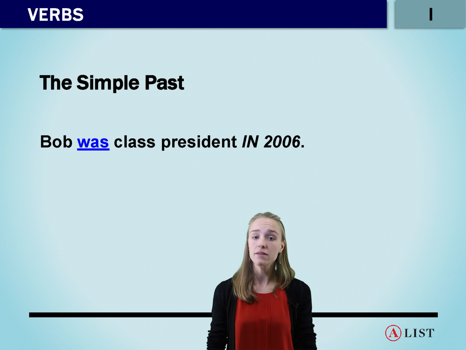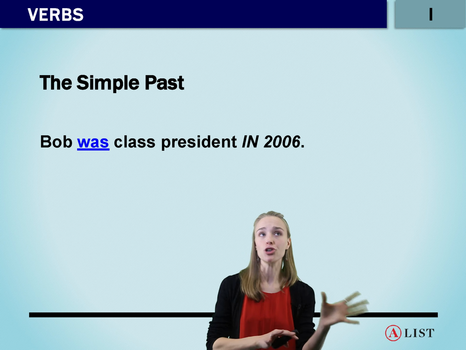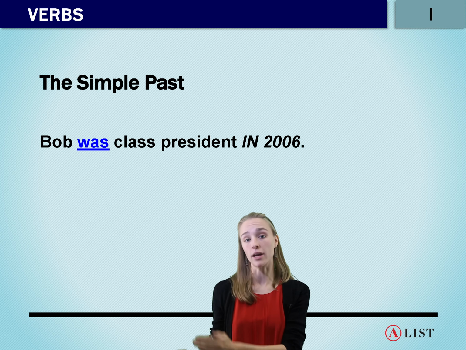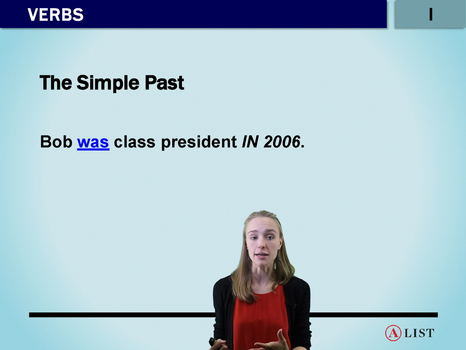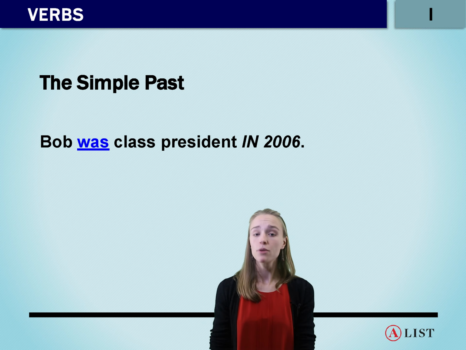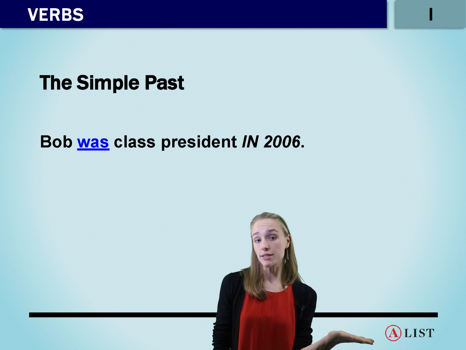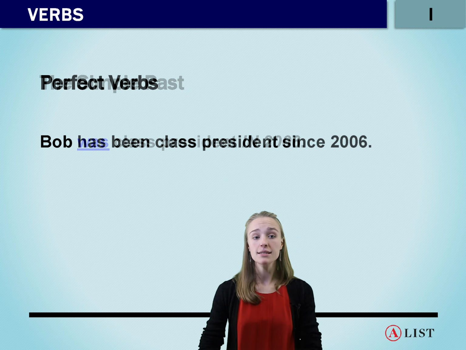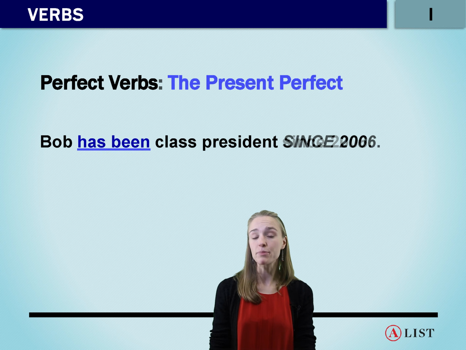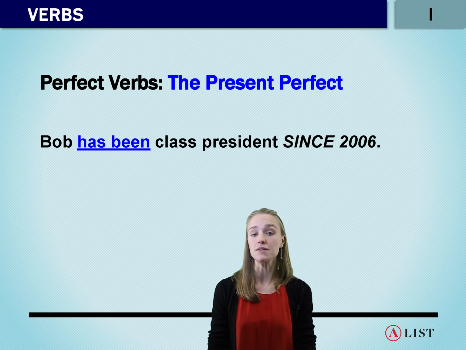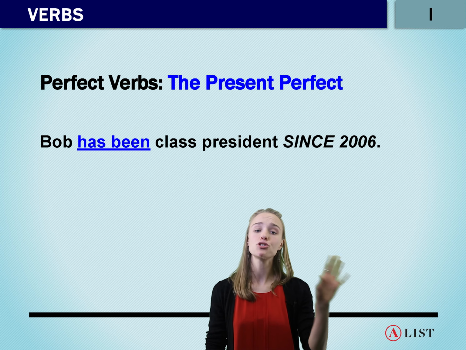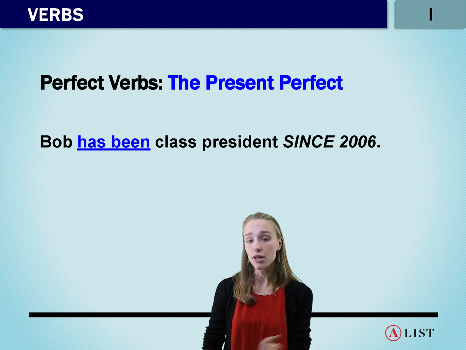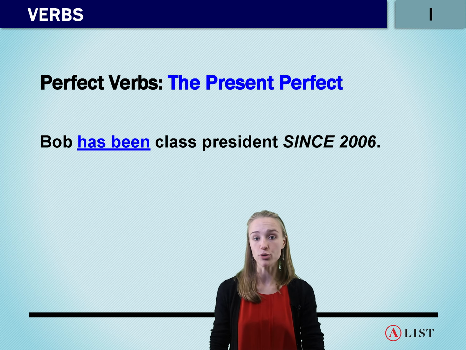But we may have a situation where someone started being the class president in the past and is continuing to be the class president currently. The present perfect would be a situation where something starts in the past and continues through to the present. This example below, Bob has been class president since 2006, tells us that Bob started being the class president in 2006, but is continuing to currently be the class president.